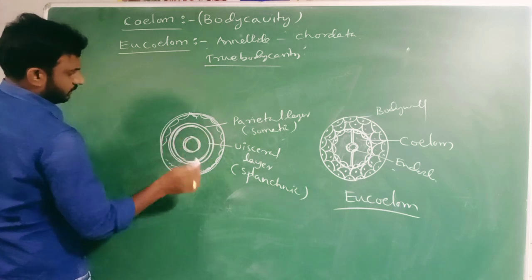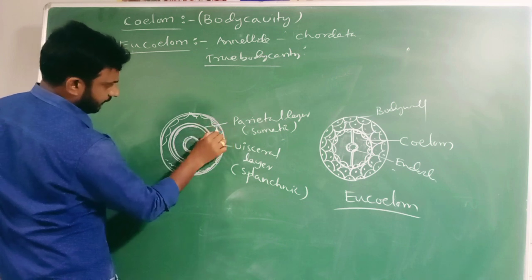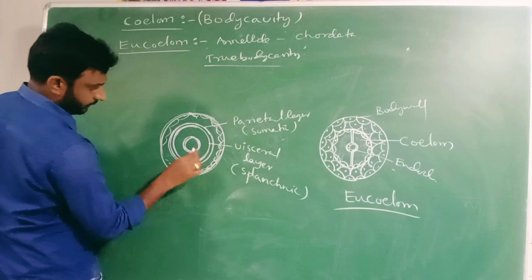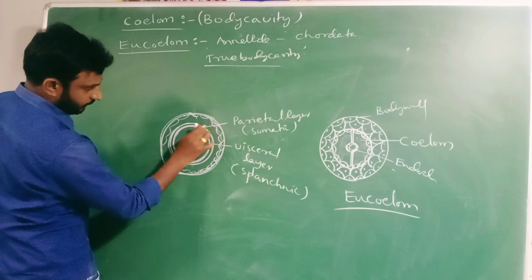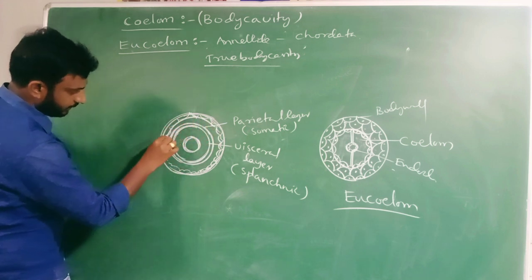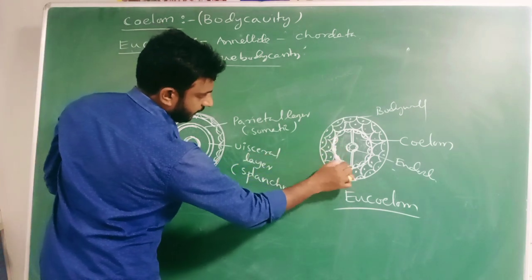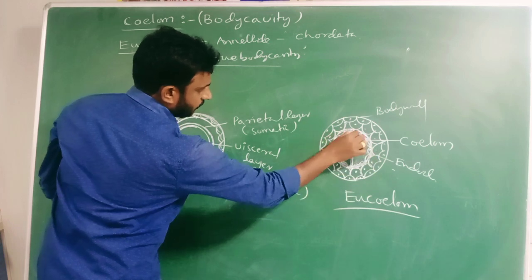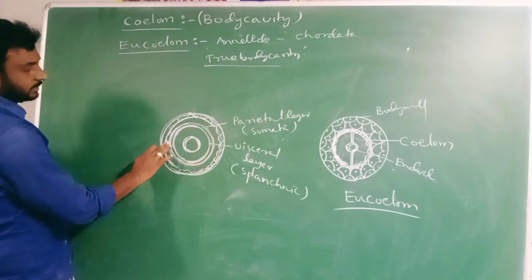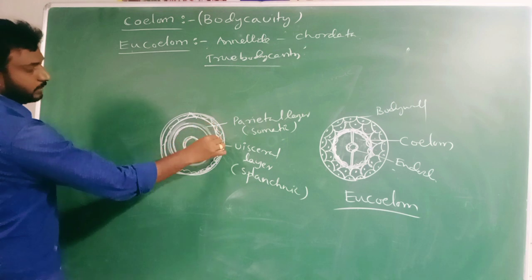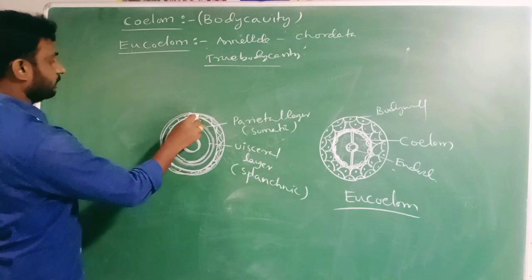During development, this outer parietal layer moves towards the body wall and attaches to the inner lining of the body wall. So the inner lining of the body wall is covered with a layer called the outer parietal layer.